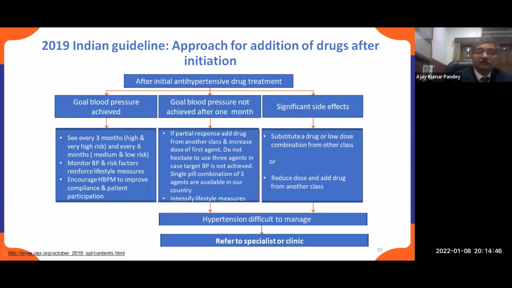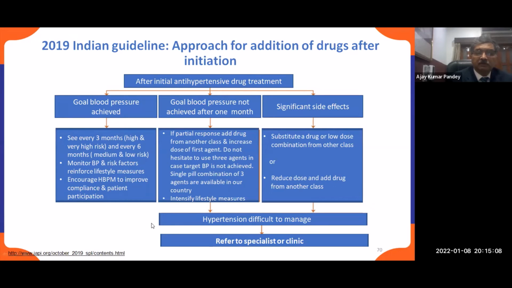Intensify the lifestyle measures, and I would definitely like to strengthen this part: many of our patients are still consuming tobacco. They are taking a lot of salt, a lot of pickles and all those things. They are having snoring, they are having obesity, they are having no physical activity. So just increasing the antihypertensive medication is not going to help you.